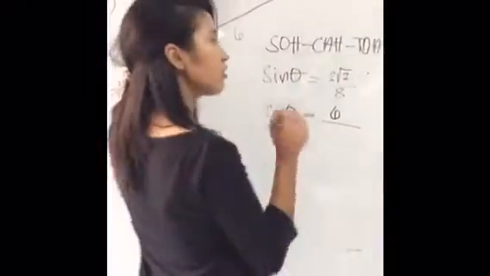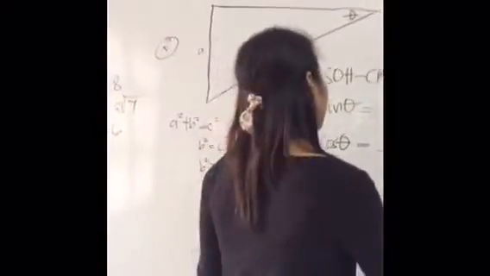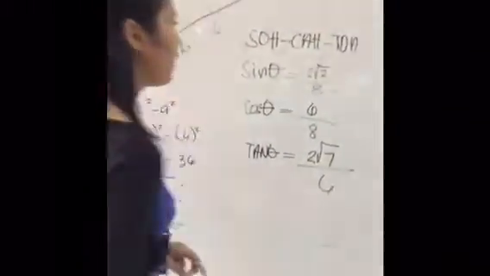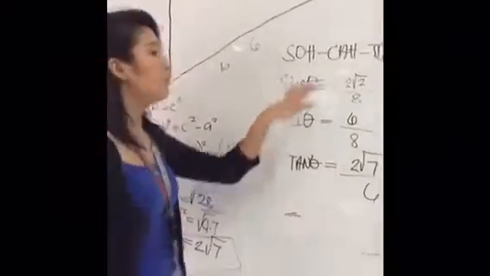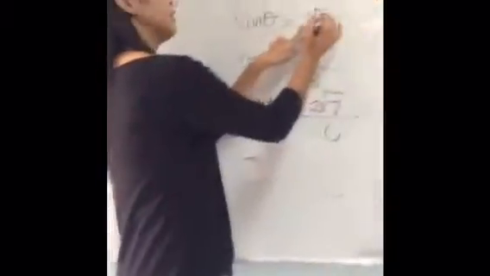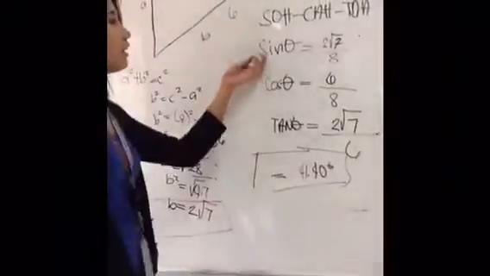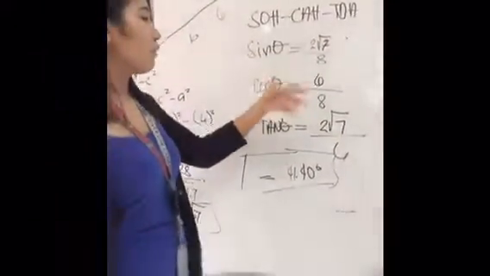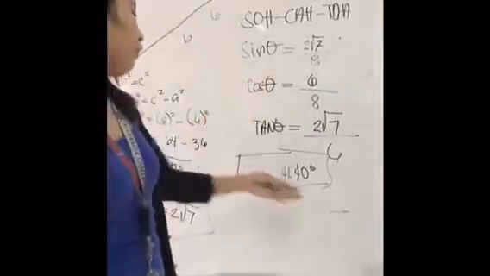The value of the hypotenuse is 8. Tangent. The value of the opposite is 2 square root of 7 over the value of the adjacent, 6. Then, sine theta is 2 square root of 7 over 8. And the answer is, okay, to solve the sine theta or cosine, we must divide 6 over 8, click shift and press cosine. And the answer is 41.40 degrees.